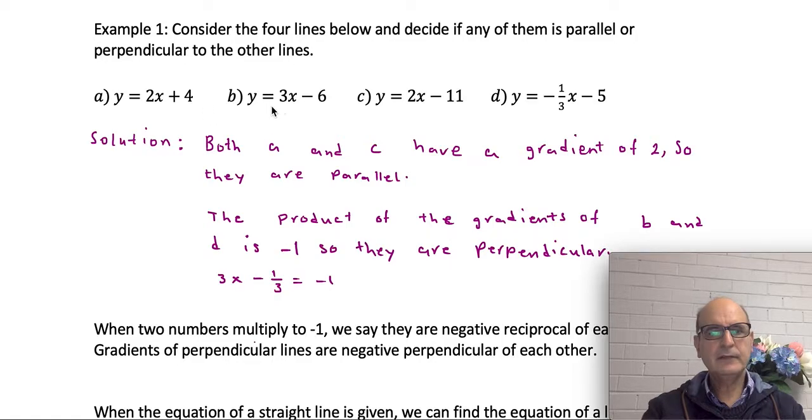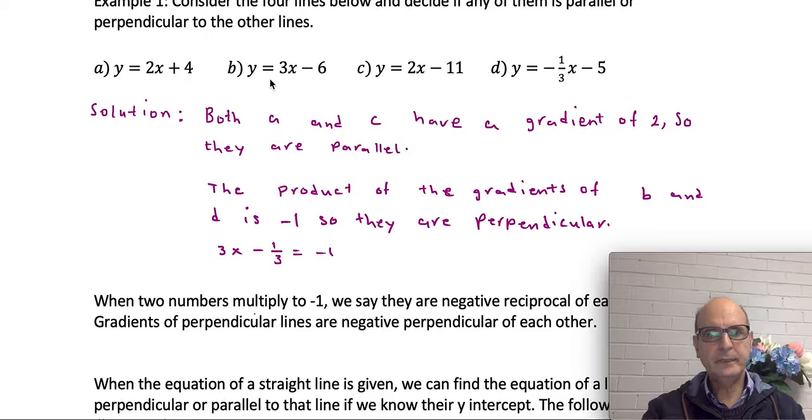Let's see what we can see about the line B and the line D. The line B has this equation, y equal to 3x minus 6, and the line D has this equation, y equal to minus 1/3 x minus 5. The gradient of that is 3. The gradient of that is minus 1/3. If you multiply 3 and minus 1/3, you end up with minus 1. So when the gradients multiply to minus 1, then the two lines are perpendicular. So the lines B and D are perpendicular.